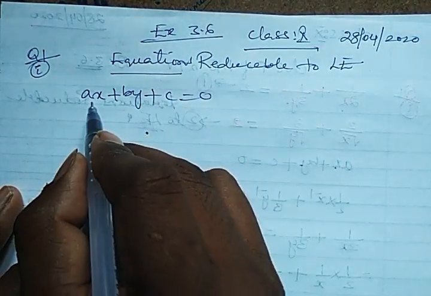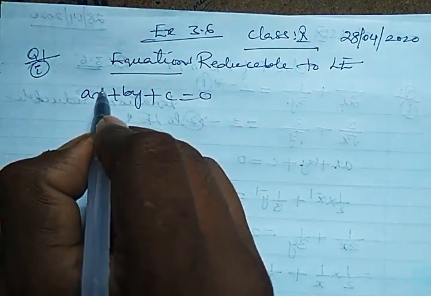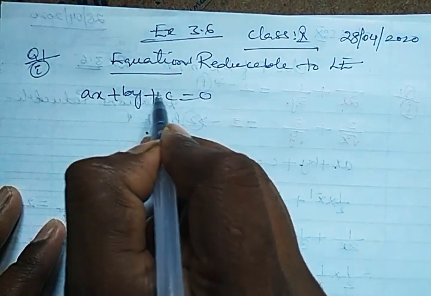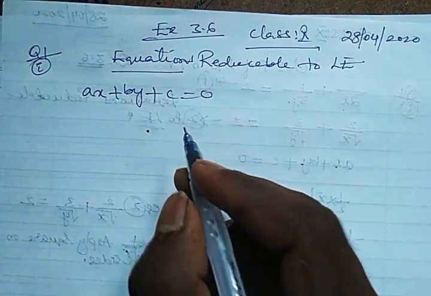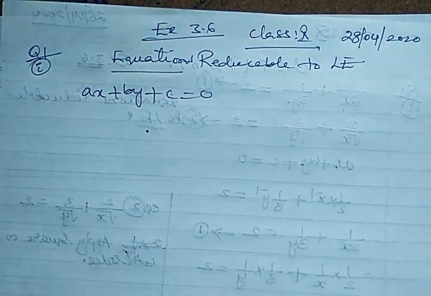If one variable, it is ax plus b is equal to 0. So here variable power should be positive. But in this chapter, in this exercise, we are going to get such questions where the power is not 1. So how to solve such questions?